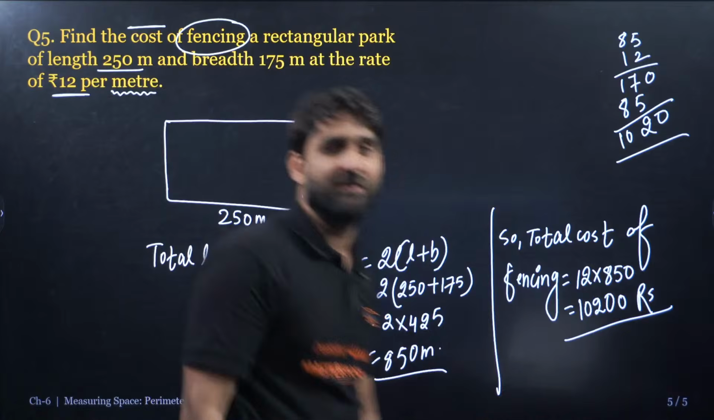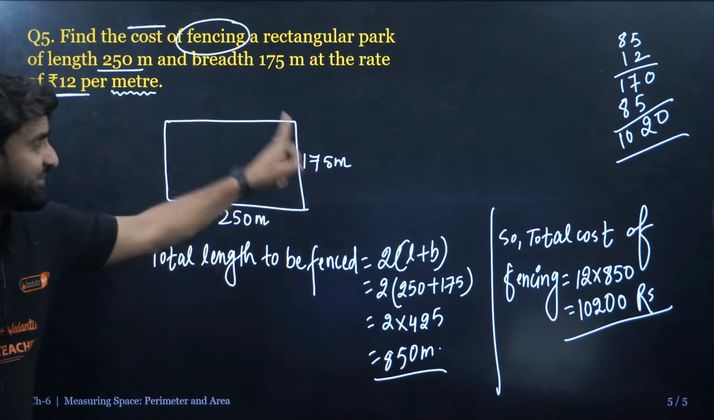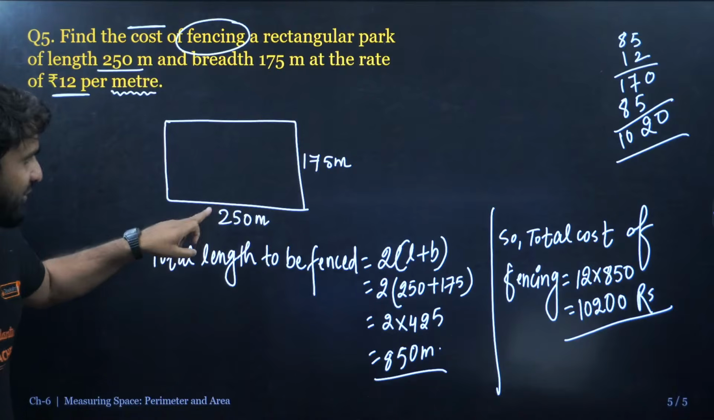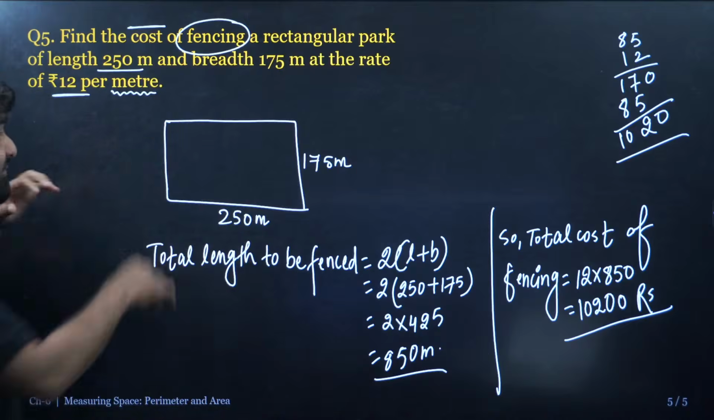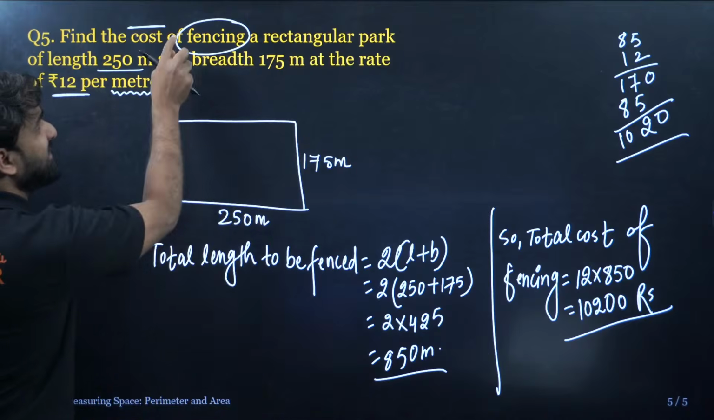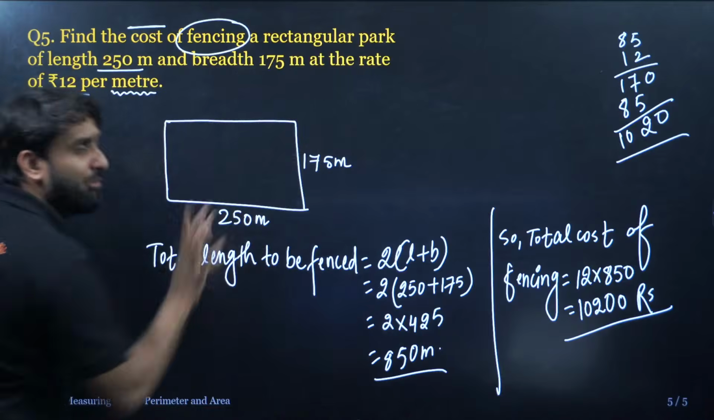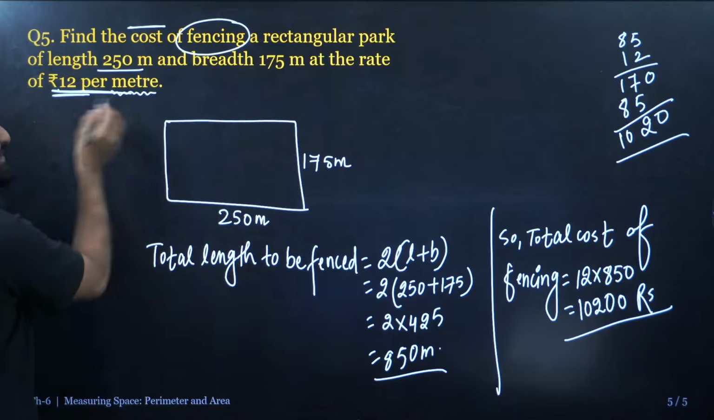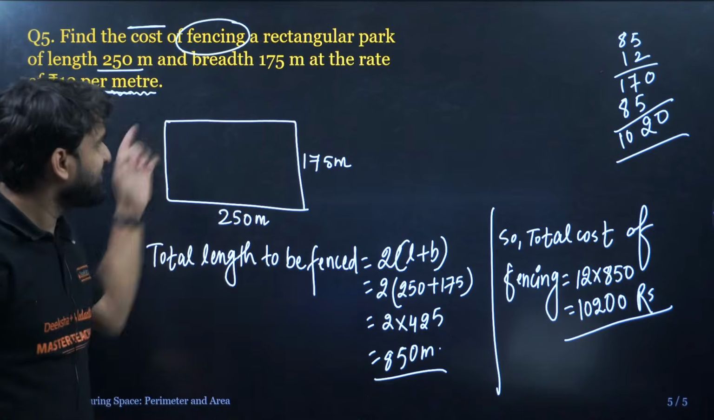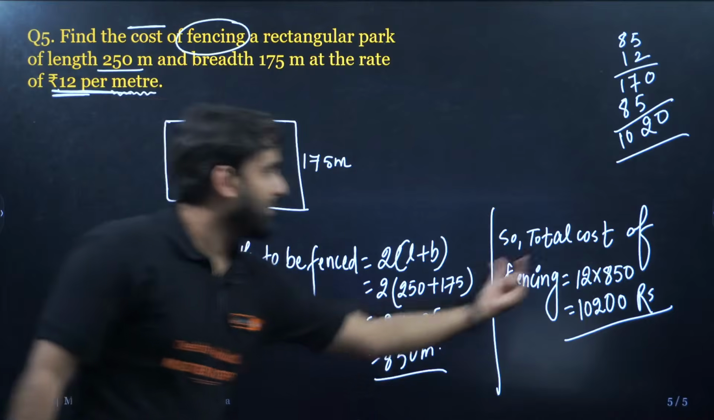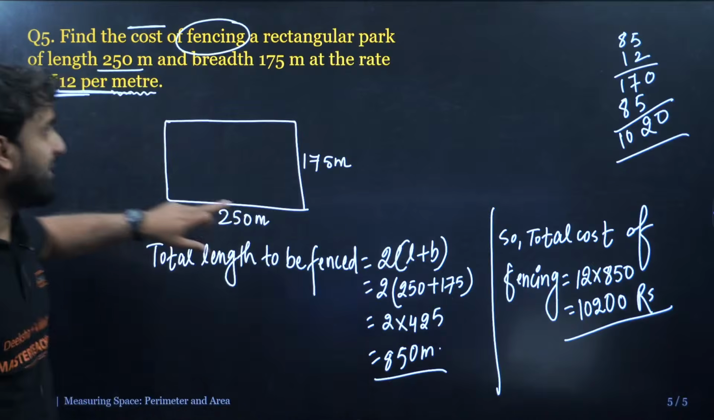Okay, very good. Welcome. So I hope this question is clear to you. Basically in this question, there was a rectangular park of length 250 meter, breadth 175 meter, and this rectangular park is being fenced. Fencing means making the boundary outside the park. And this is the cost for fencing, 12 rupees per meter. So what will be the total cost? So let's find out the total length of the boundary and multiply by 12. And that is the total cost, 10,200 rupees.